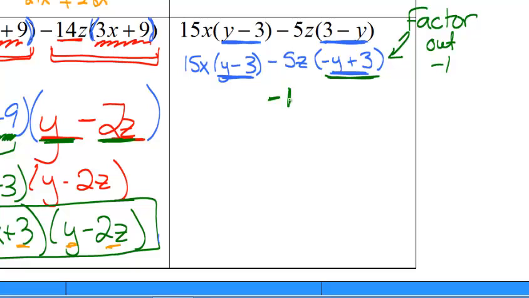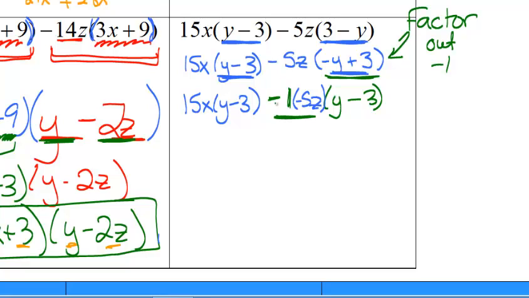So if I factor out a -1, that leaves me with positive y, because a -y divided by -1 is a positive y. Positive 3 divided by -1 is -3. But I still truly have all of the other terms still there. I have that -5z. I have all of the 15x times y minus 3. And now this one looks a little funny, so let's clean that up right here. When you have a -1 times a -5z, that's really a plus 5z.